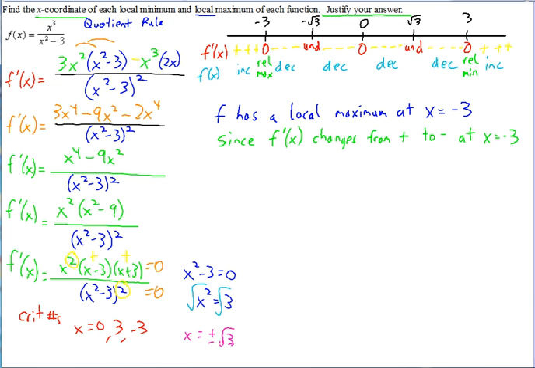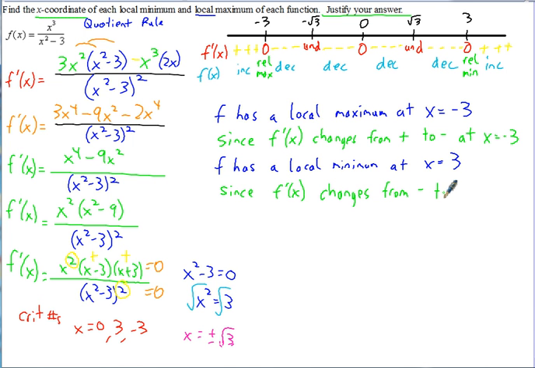In a similar fashion, we can justify the relative minimum at 3, so we can say f has a local minimum at x equals 3. And to justify that one, you can say since f prime of x changes from negative to positive at x equals 3.